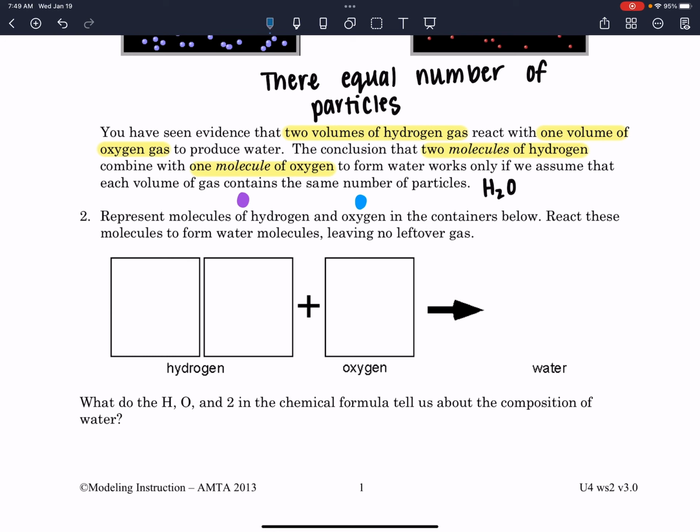Now here are the rules with your particle diagrams. We're all going to assume that 1 box, or 1 volume, of molecules is going to be equal to 4 molecules, 4 particles. We know that all of these boxes are going to have an equal number of particles because they're all at the same pressure and temperature. So we're just going to all do it the same way and assume that 1 box is going to be equivalent to 4 molecules.